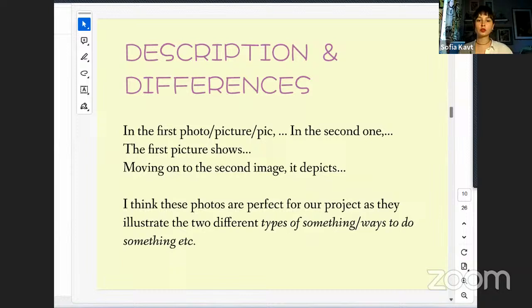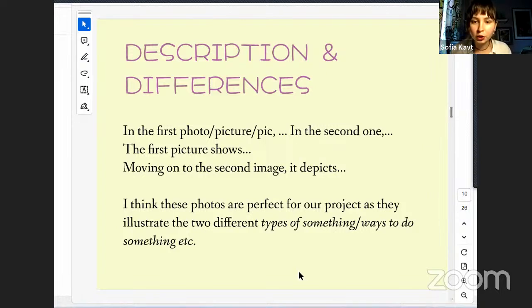Okay, let's move on to the second section, description and differences. So as I told you, we need to describe the photographs briefly, focusing on the key details related to the topic of the project, and comparing the 2 different types, modes, ways, genres of something. Here we will be comparing the features related to digital and traditional art. So we can say something along the lines of the following.